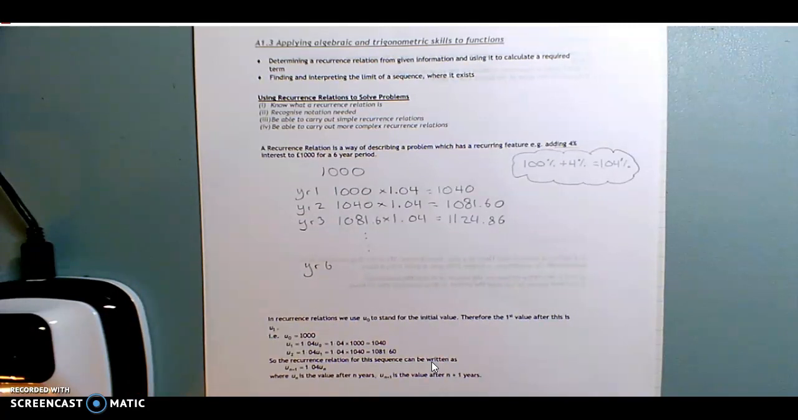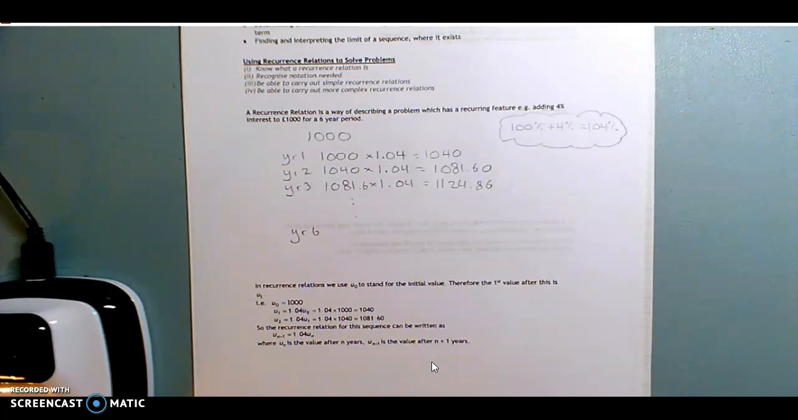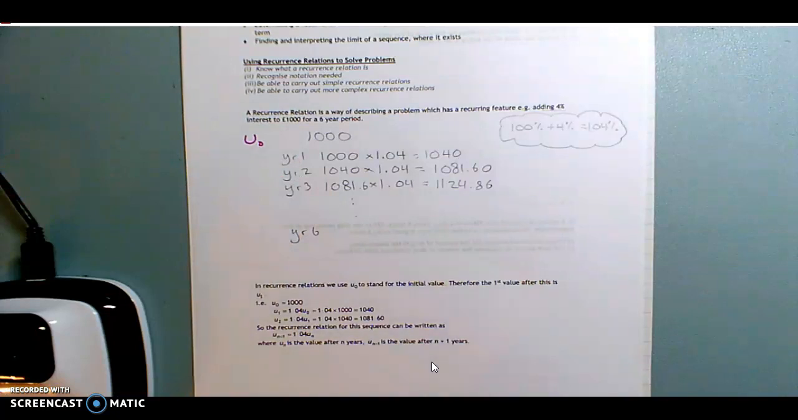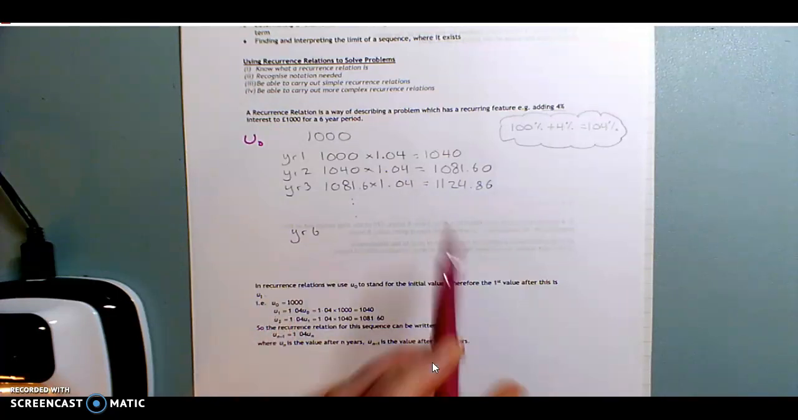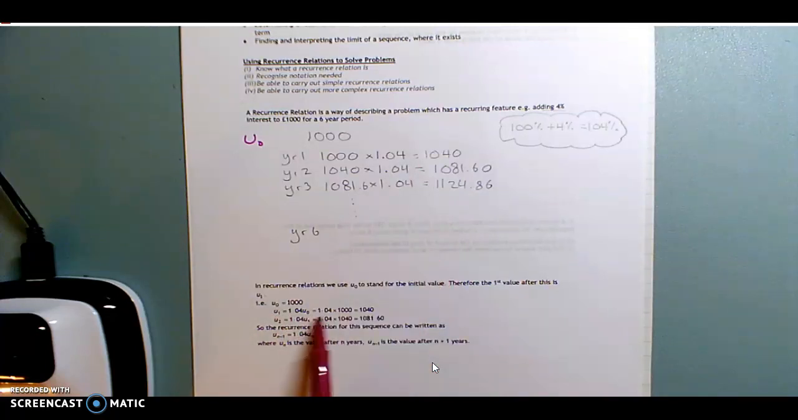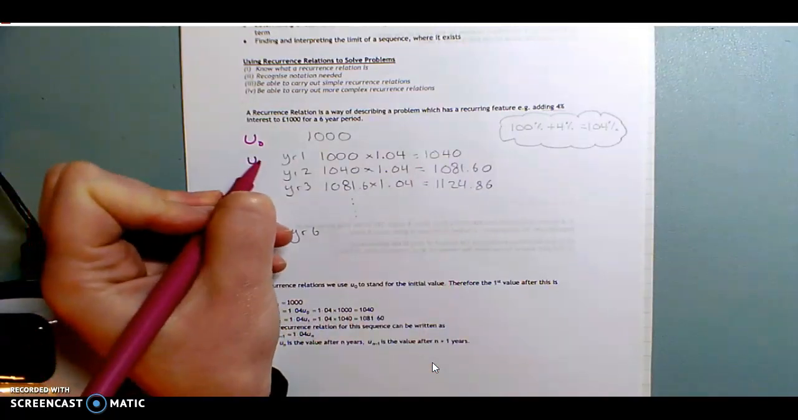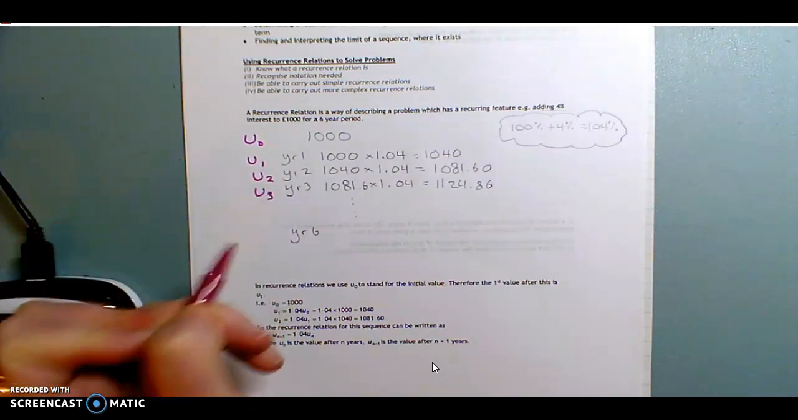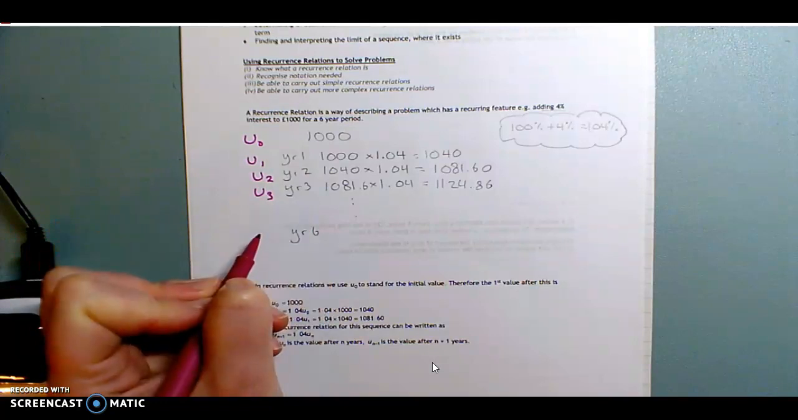Now, when we're looking at this as a recurrence relation, we know we're using U subscript 0 to stand for the initial value. So our initial value of 1,000 would be U0. Therefore, the first value after this is U1. So if U0 is 1,000, then U1 is going to be our 1.04 times our 1,000. So this is U1. This would be U2, U3, and so on.